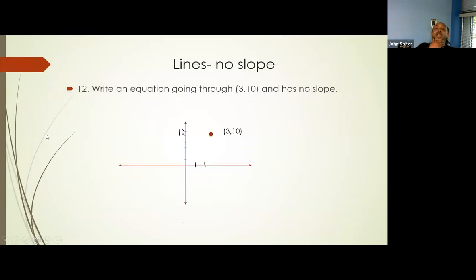All right, write an equation going through this point, and it has no slope. Please note, a no slope is very different than a zero slope. Zero is a number. No is not a number. So zero slope, it's not increasing, it's not decreasing, it's a horizontal line. No slope is interpreted as undefined. It's a vertical line.